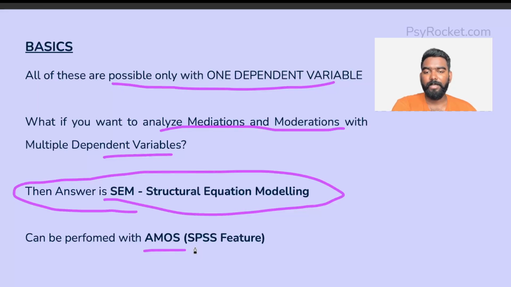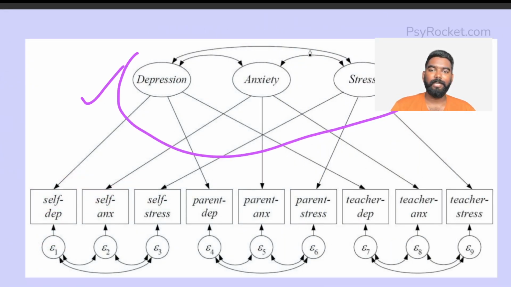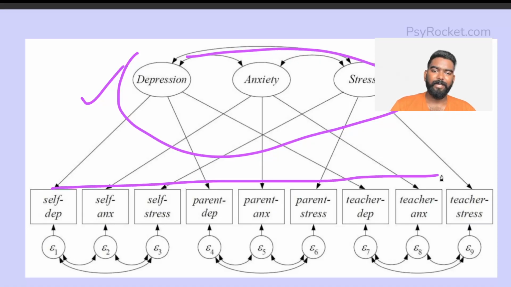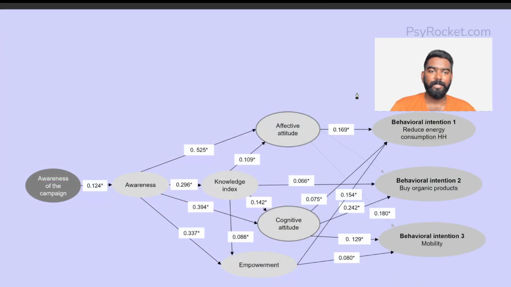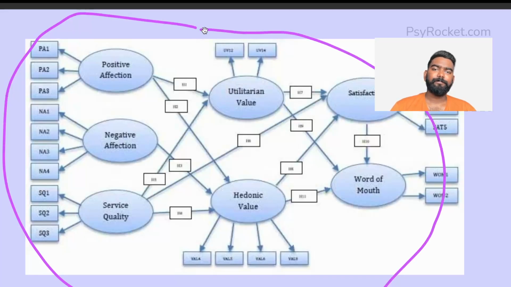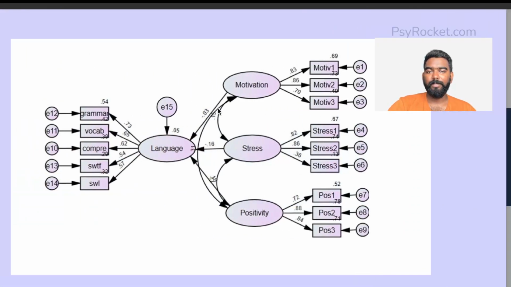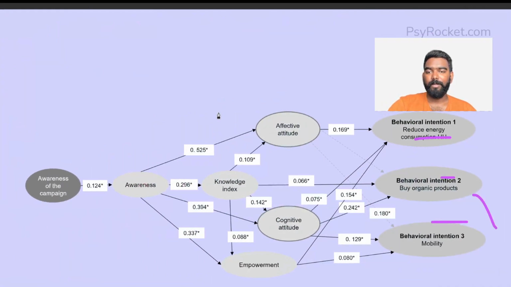It can also be done in SPSS, and the diagrams will look more complex, something like this. Here there are three dependent variables, and all of these are mediators or moderators or something. See here, behavioral intention 1, intention 2, intention 3, all of these are consequent variables. So here also there are multiple dependent variables, and they become more and more complex. So you can use structural equation modeling also.